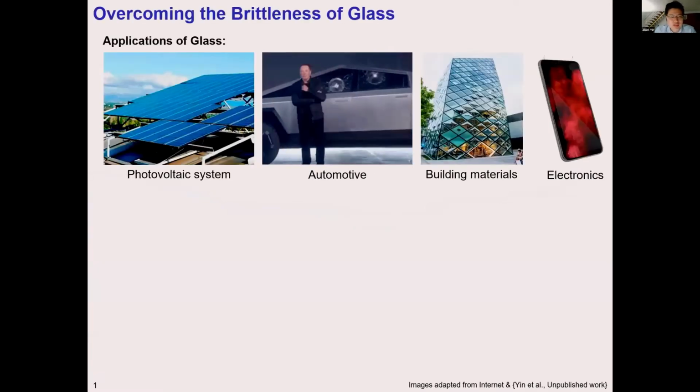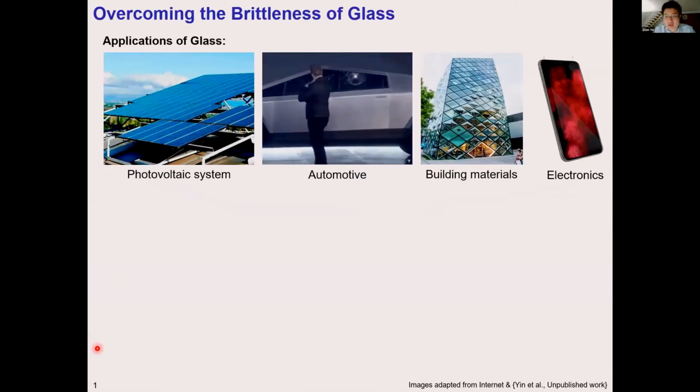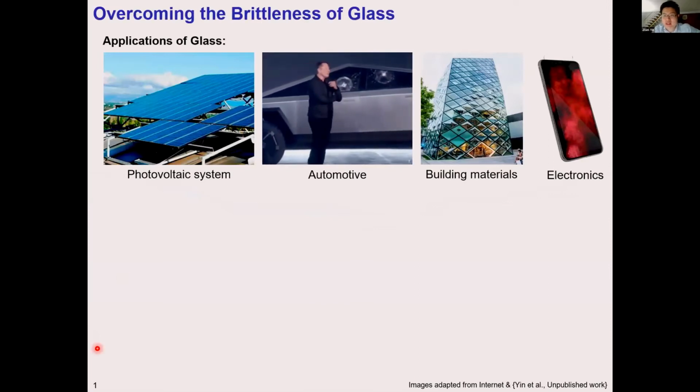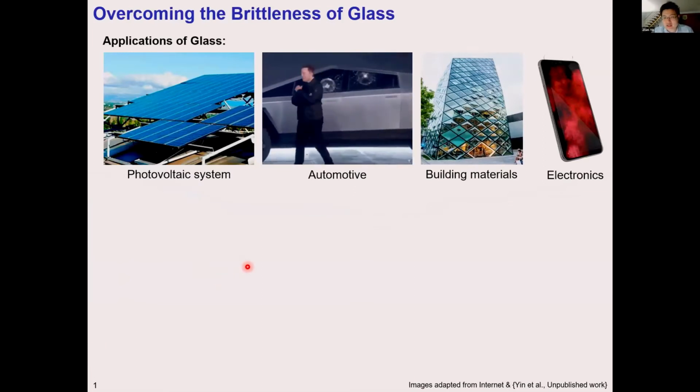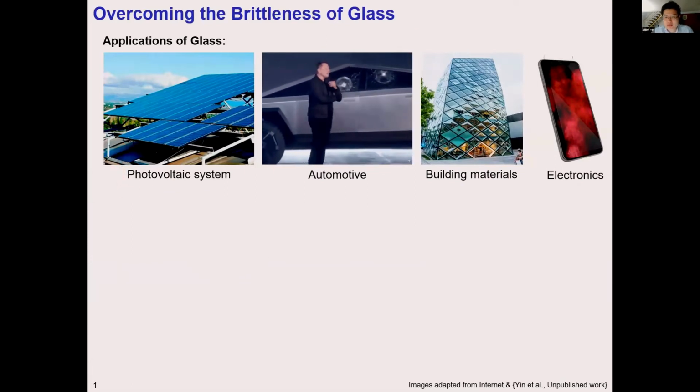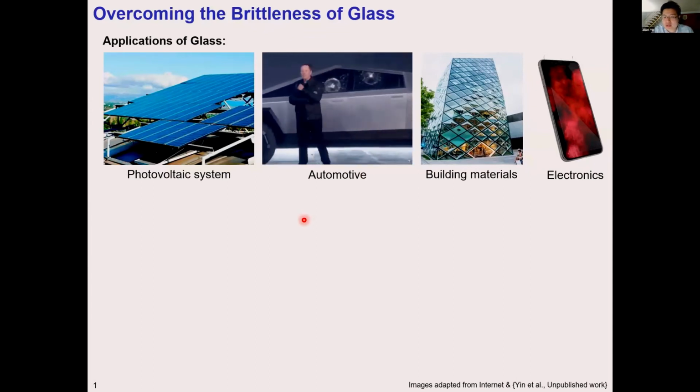Yeah, so we know that glass is an important engineering material, but it is also very brittle, and that limits it in a variety of applications. And glass is the weakest component in all those applications. And so we need to improve the impact resistance and damage tolerance of glass and suppress its brittleness.